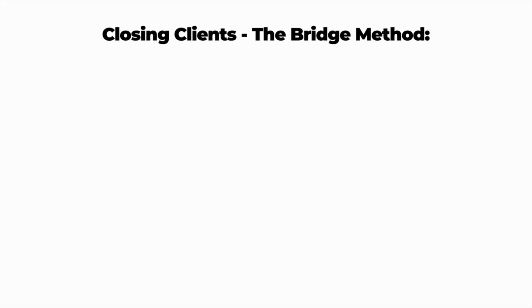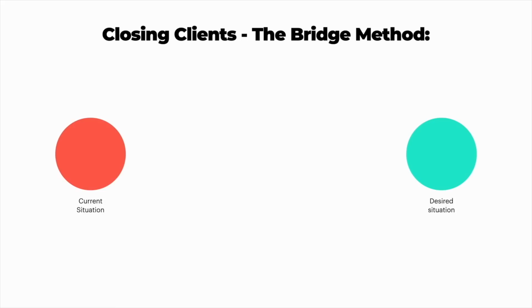What on earth is the bridge method? Here's what the bridge method is. What you're going to do is identify a client's current situation, then identify their desired situation. There's a gap in between where they're currently at and where they want to be. So their A point or their B point, or you can even call it their X point, which is maybe they're at 10K a month and they want to get to 50K a month. Those would be the two different points, and obviously there's a gap in between.